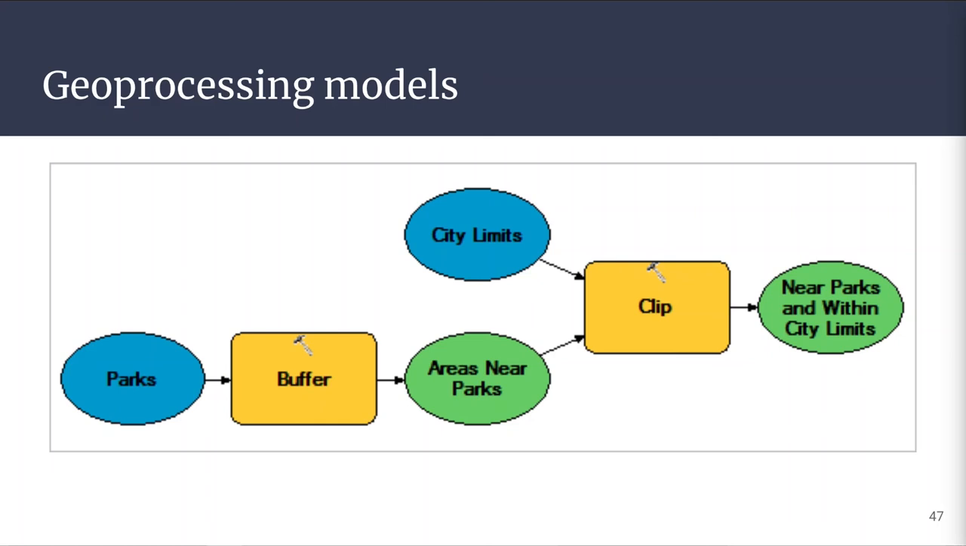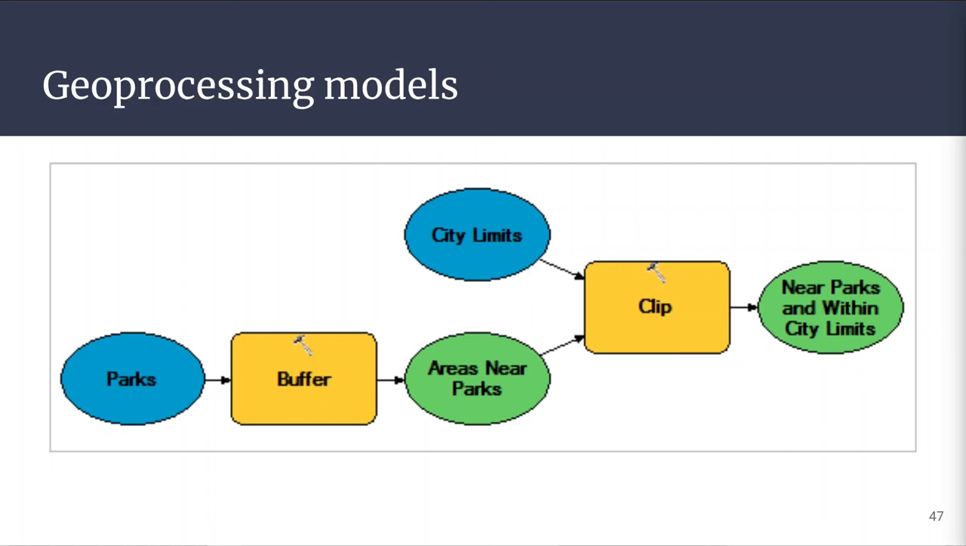To get there, two tools are used, buffer and clip, in those yellow rectangles. When you put these things together, there's basically two different processing branches that come together in that last clip. With parks, we get parks input into the buffer tool to show which areas are near parks.